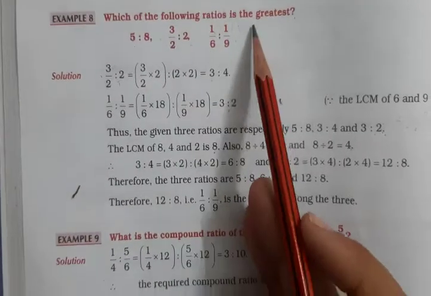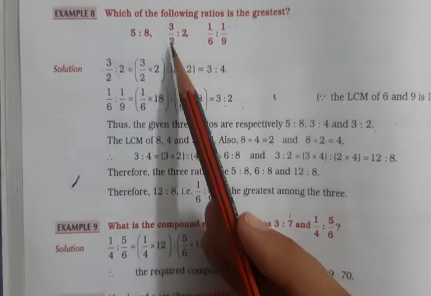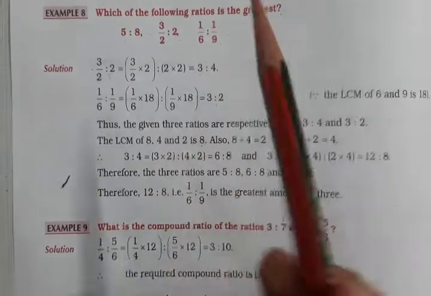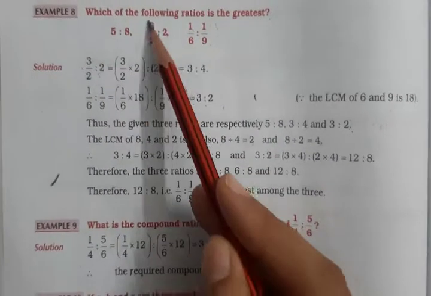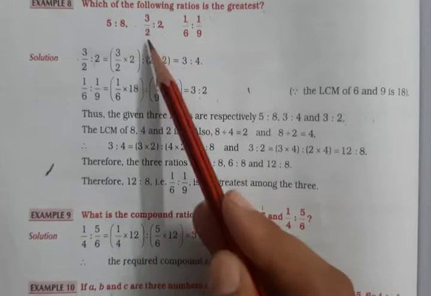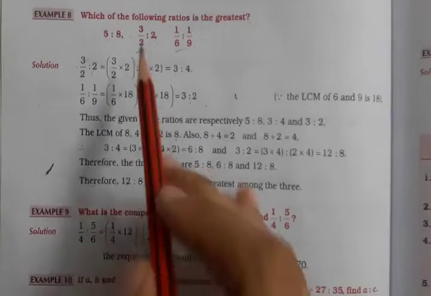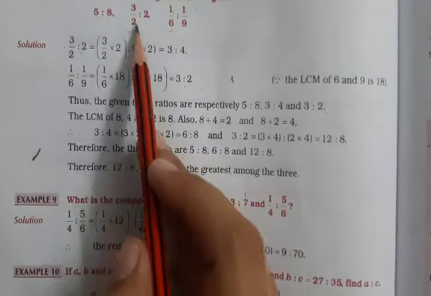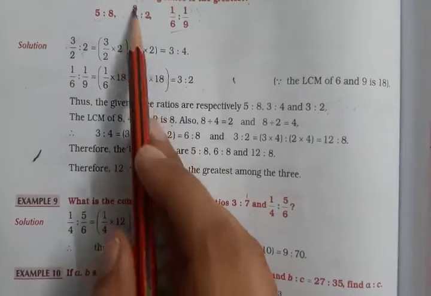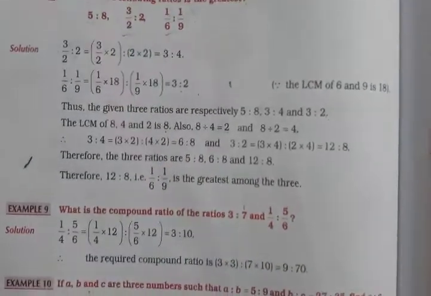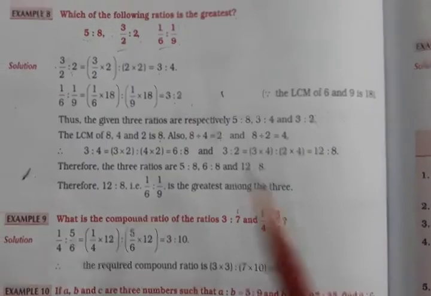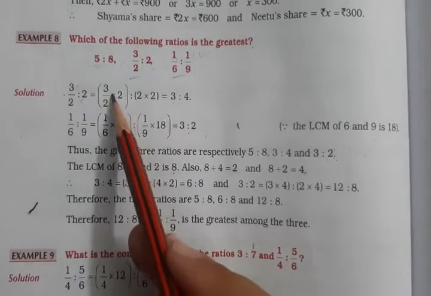Next, let's come to the 8th example. Which of the following ratios is the greatest? 5:8, 3/2:2, 1/6, 1/9. Firstly we will write these ratios in the simplest form. Simply, we have to write the ratios like that. Now these are in fractions. How to solve this in fraction terms? How to write the simplest form? We will take the LCM and after that multiply.